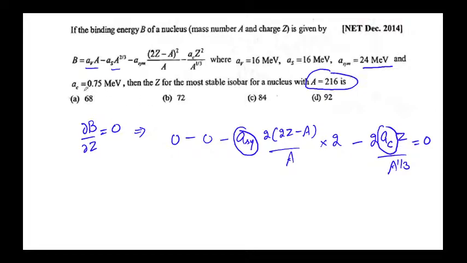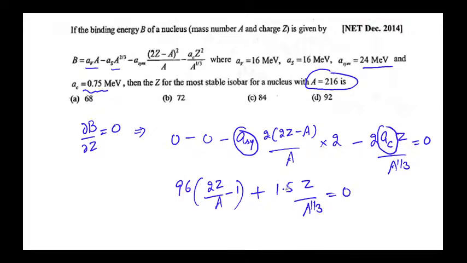The asymmetry constant is equal to 24 mega electron volt and the Coulomb energy constant is 0.75 mega electron volt. So this 2 and 2 gives 4, so 4 times 24 is equal to 96, 2Z over A minus 1, plus 2 times 0.75, that is equal to 1.5, Z over A to the power 1 by 3, that is equal to 0.